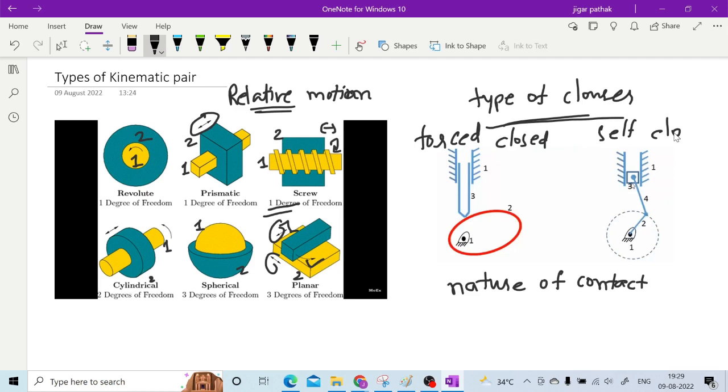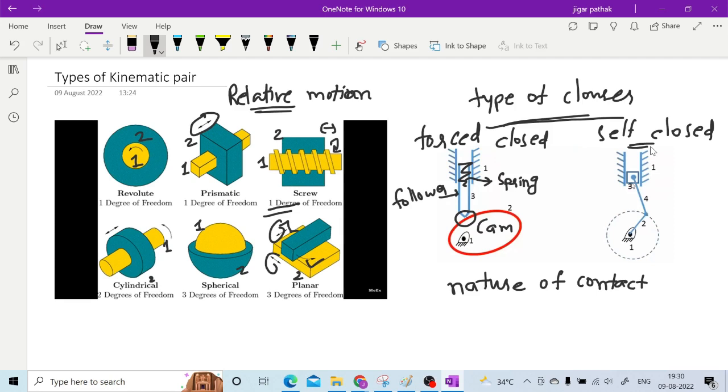So whenever you are providing any external force in order to maintain the contact between your links, then you are terming it as the force closed pair. And here in piston cylinder arrangement you are not having any such external forces applied to make contact between any of the 2 links. So these are termed as self closed pair, right? So this is how your kinematic pairs are classified based on types of closure, right?